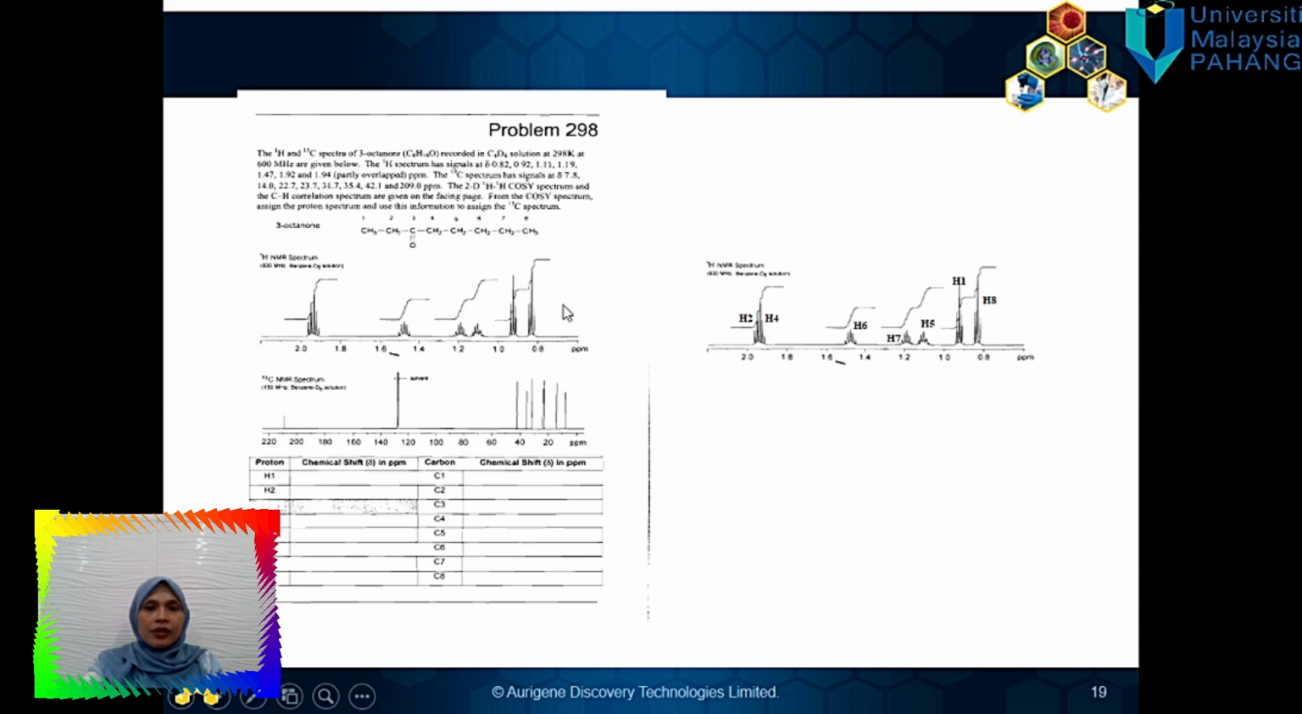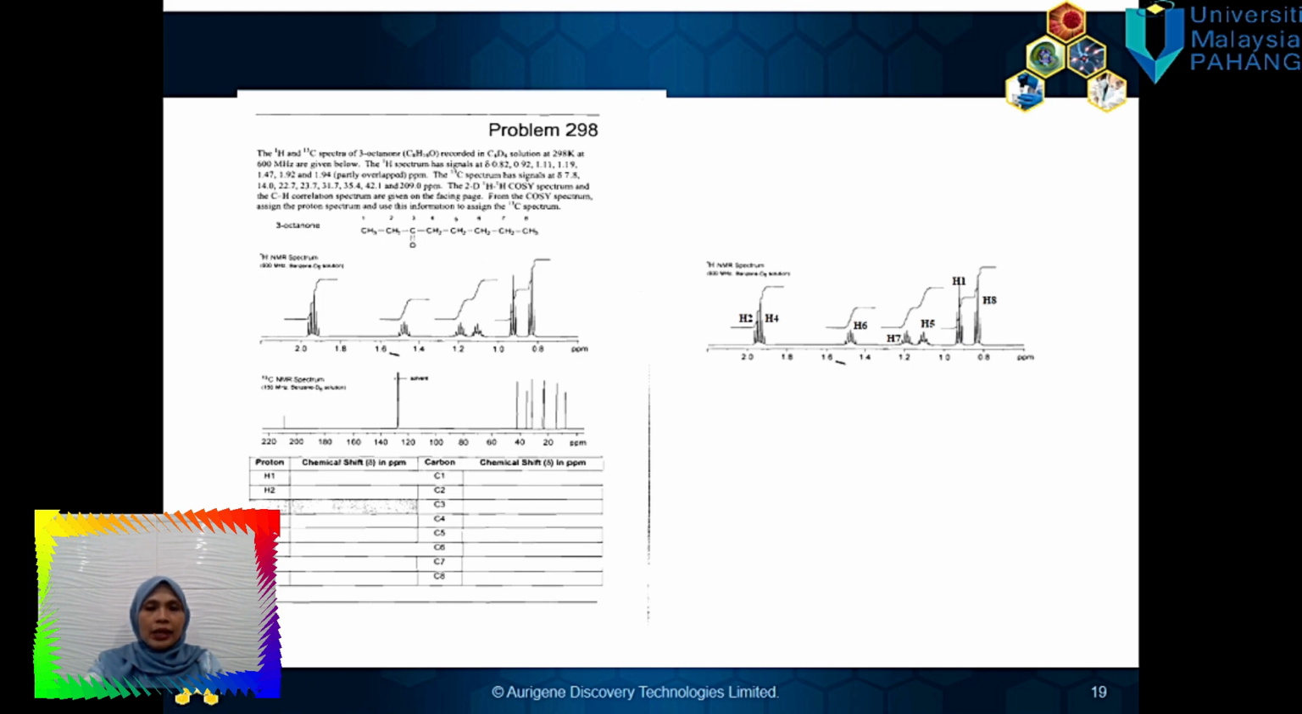Based on the structure, I see which one is more shielded and which is de-shielded. How do I know? The distance between this CH3 and the C=O here is longer than the other. That's why it is more shielded for this CH3, so it appears at the front side. That's why I labeled it H8. And this methyl is near to the CH2, so it becomes more de-shielded. That's why it becomes H1 here.